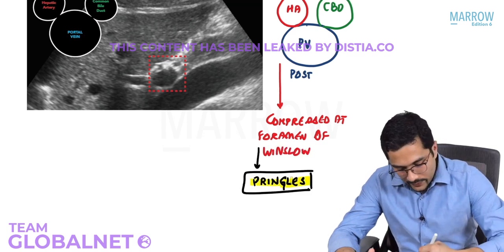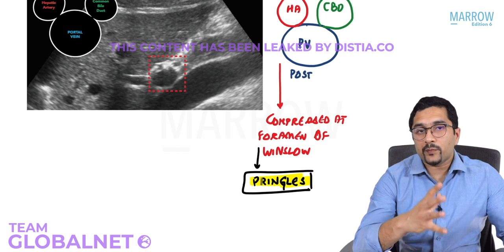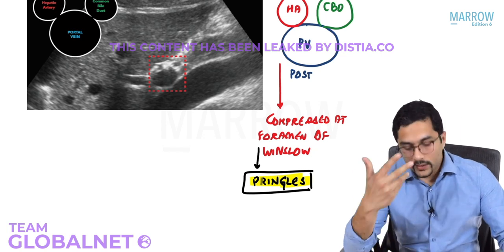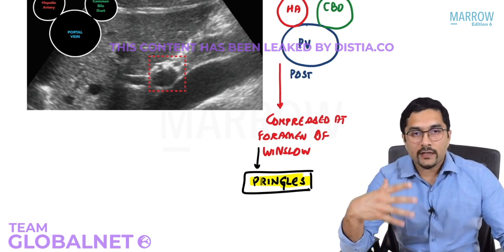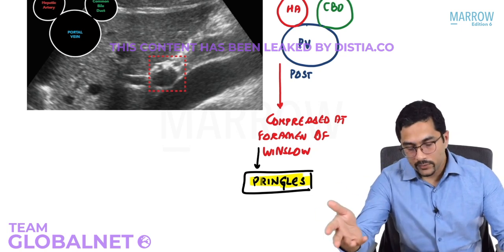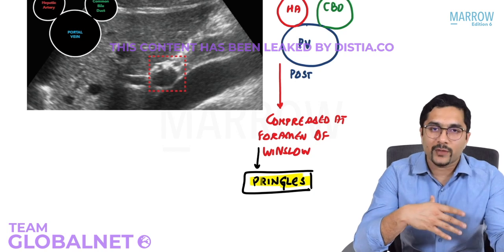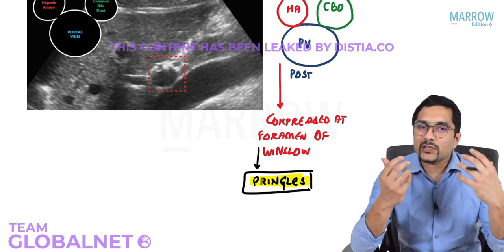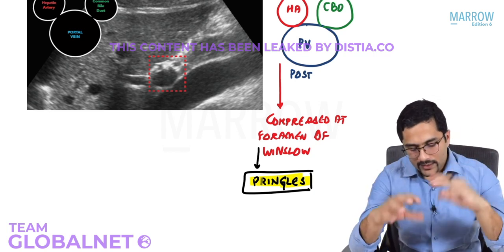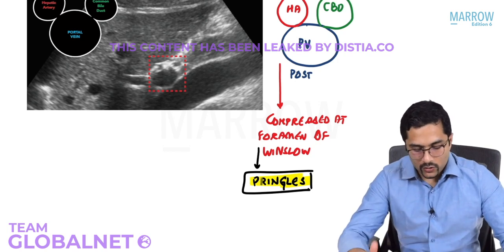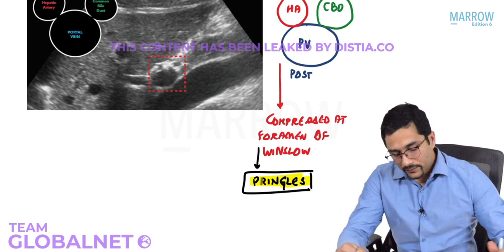So this is known as Pringle's maneuver, and I will discuss Pringle's maneuver in detail regarding what is the significance of Pringle's maneuver when I talk about liver trauma in some time. So basically Pringle's maneuver helps us in controlling bleeding from the liver, and also we get to know the source of the bleeding. Okay, so we'll discuss this in detail, but you should know about the portal triad.